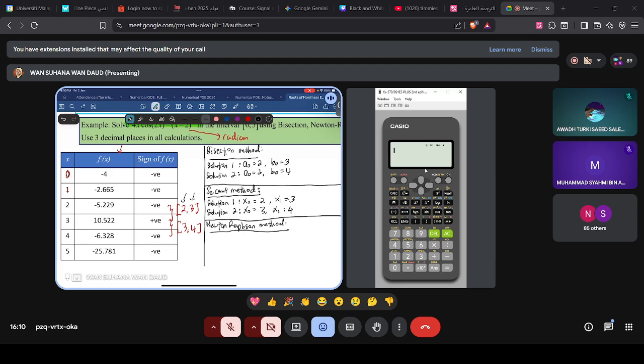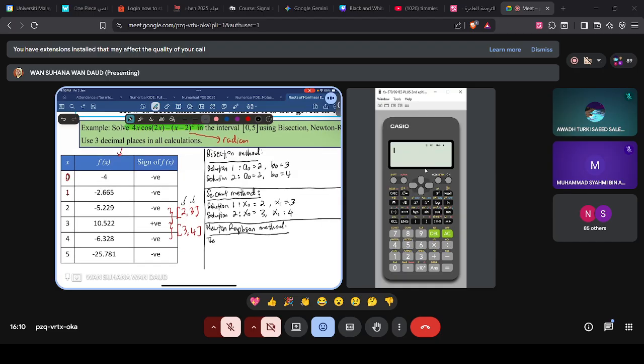But if you want to choose the best initial value, the best initial value means that you will get the solution faster. If you use 2, you will get the solution faster than if you use 3, for example. So you have to check the fx that you have here, for example, 2 and 3.